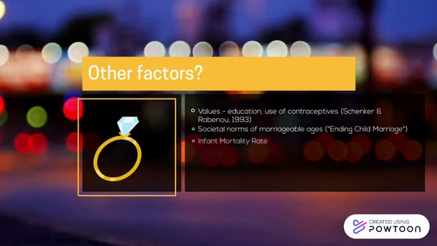Another factor could also be the infant mortality rate of the countries. Countries with a high infant mortality rate tend to have more teenage pregnancies as families want to start having kids earlier, as many of them will not survive.